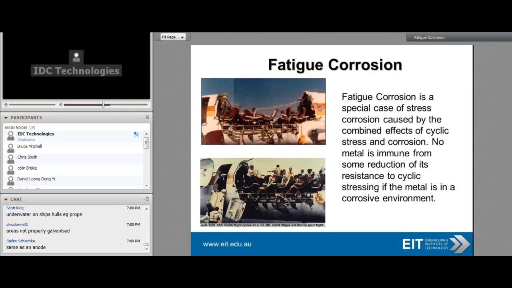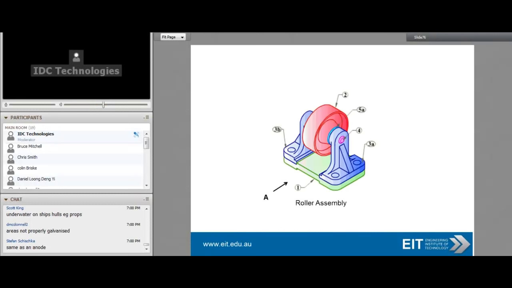How about this example of fatigue corrosion? What you've got here is the presence of stress along with corrosion. So the parts are stressed physically, and you've got the added devil of corrosion. They feed on each other and accelerate each other. Oh, and that brings us to the end.